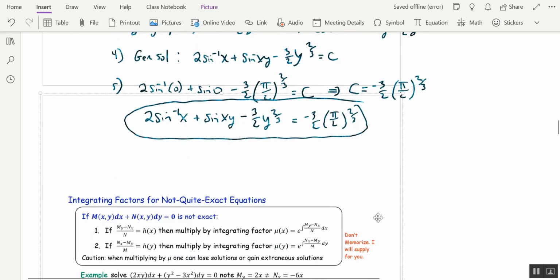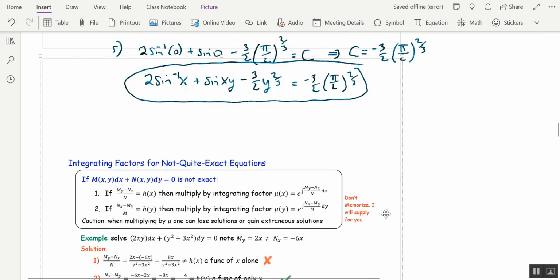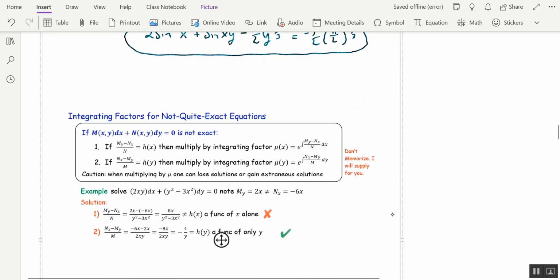What if you have an equation that's not quite exact? It's possible to make it exact, not always, but sometimes you can make it exact. So if you don't have an exact differential equation, but this expression is a function of x, then you can multiply both sides of this equation by an integrating factor to make it exact. If that's not the case, you could try this one. If nx minus my over m is just a function of y, then you can find this integrating factor, multiply through, and you'll get an exact equation.